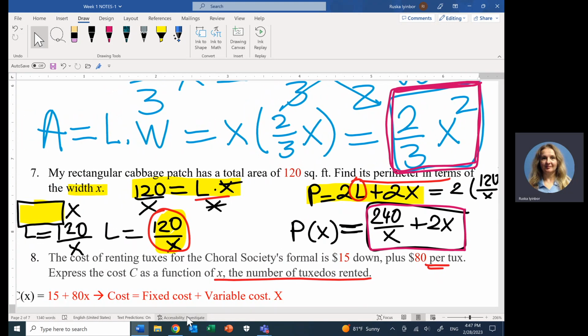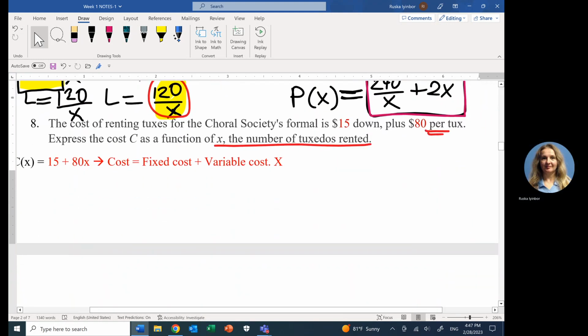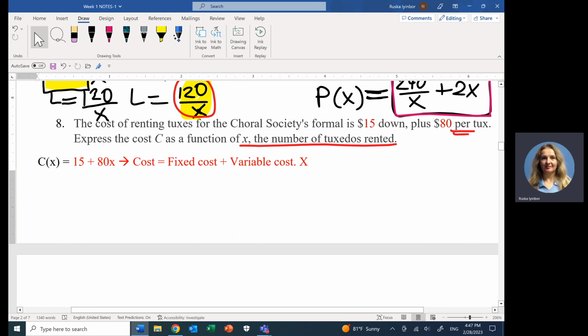Okay, the next one is number 8. And in number 8, I put some formulas here for you. We have to find the cost of renting tuxes for a society formal. The society's formal is $15 down. So you're paying that down once, plus $80 per tux. Express the cost as a function of x, where x represents the number of tuxedos rented.